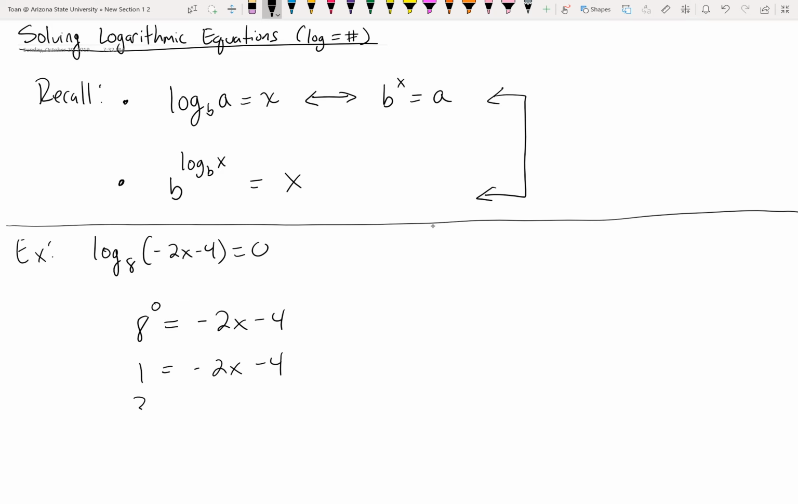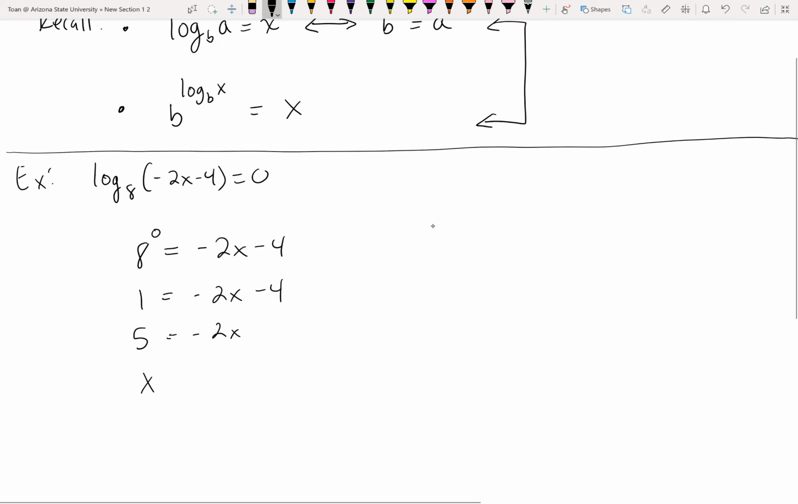Add the 4 over, so 5, and then divide out the negative 2. And there we go. x equals negative 5 over 2. Okay. So that's basically one way to solve logarithmic equations. Just utilize its definition, convert it into exponential form, so you can then solve for x.